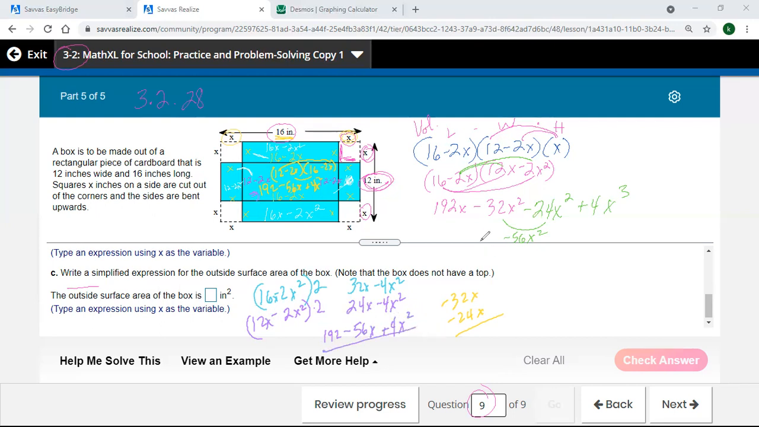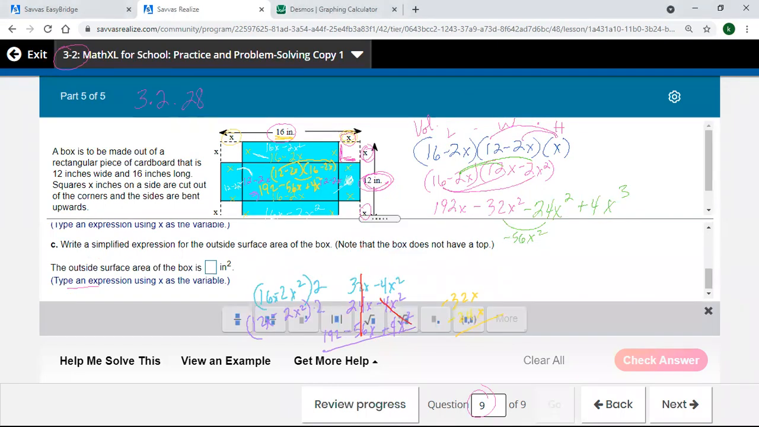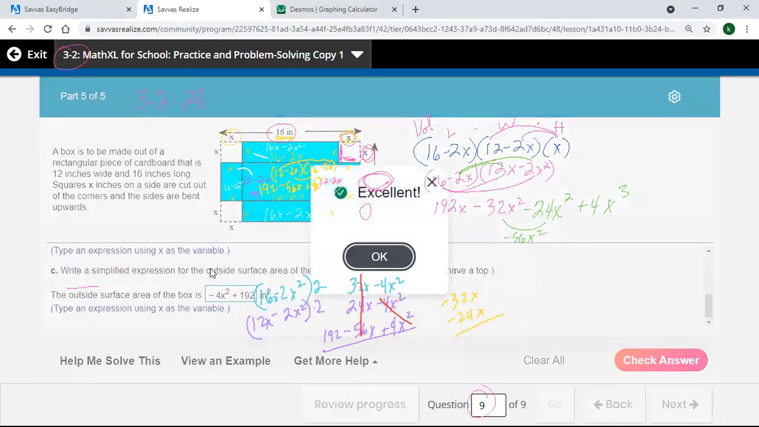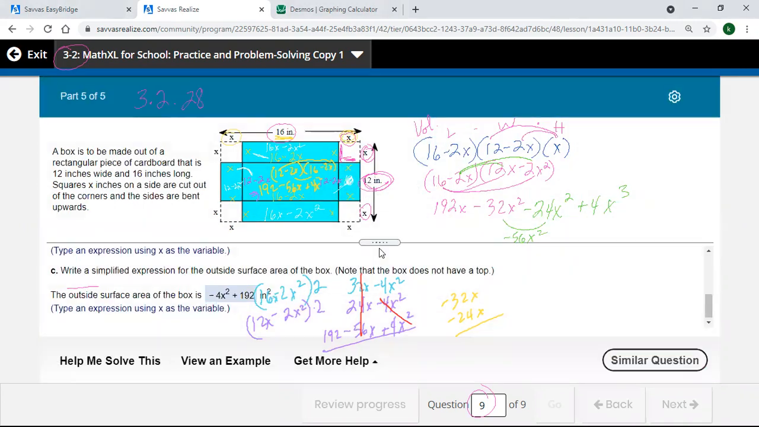And so when we put all those together for the area of all of those parts, these all cancel out. That's 56 positive, 56 negative. Two of those will cancel. So what I'm going to be left with here is the one extra negative 4x squared and a positive 192. That takes care of that problem.